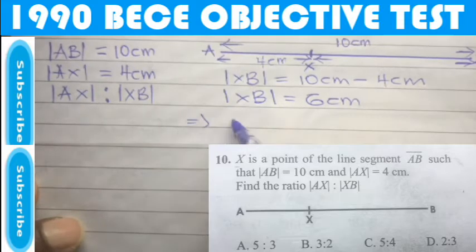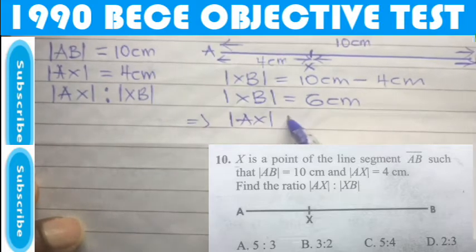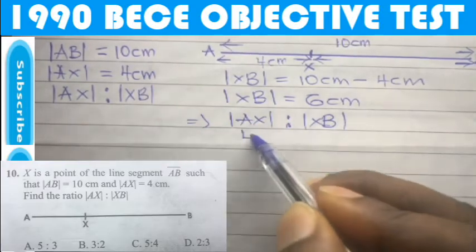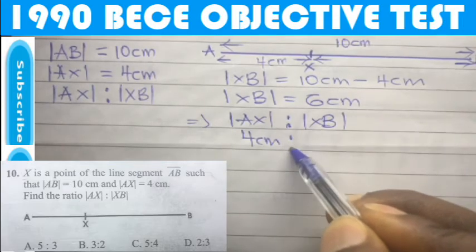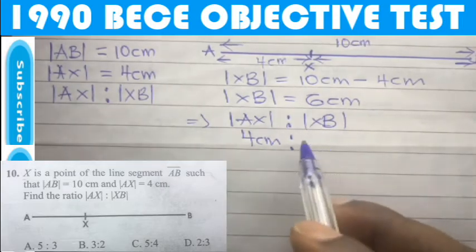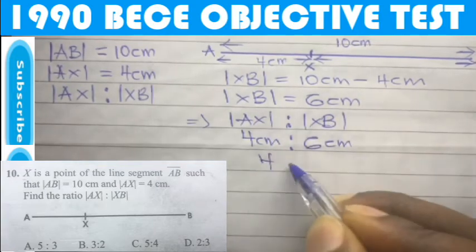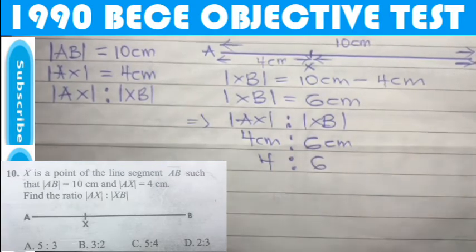So to find the ratio of the length of AX to the length of XB, it will be the length of AX, which is 4 centimeters, to the length of XB. XB is 6 centimeters now. So we have 4 to 6. That's what we have right now. Leave this in the simplest form.